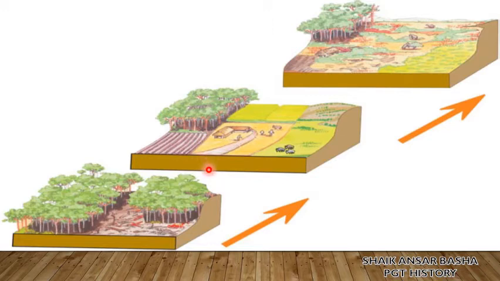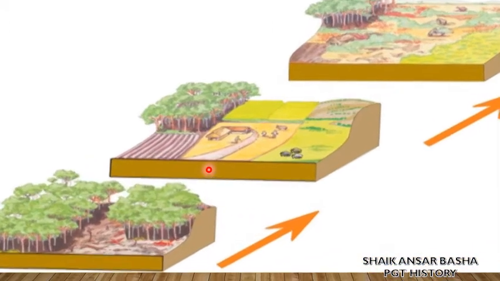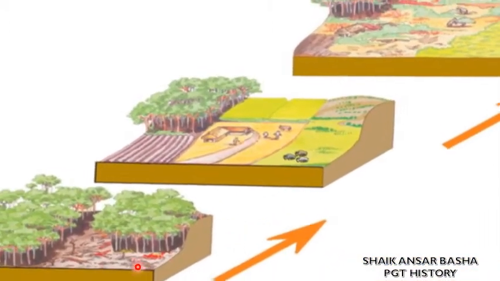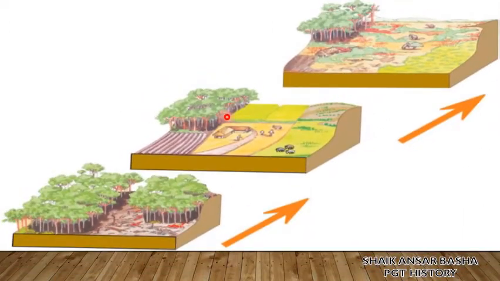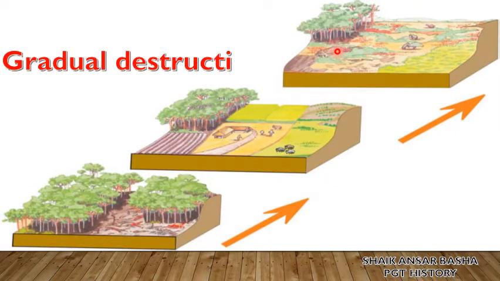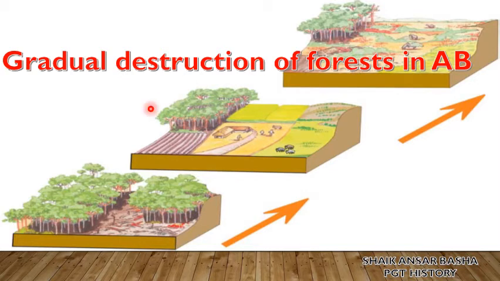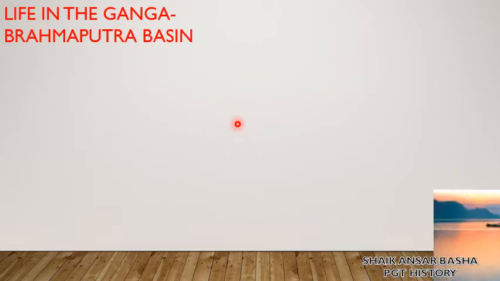This is the gradual destruction of the Amazon forest. You can see here the thick density slowly coming down to this place, and 50% reduced, here 25% reduced, gradual destruction of forest in the Amazon basin. That is the life in the Ganga and Brahmaputra basin.